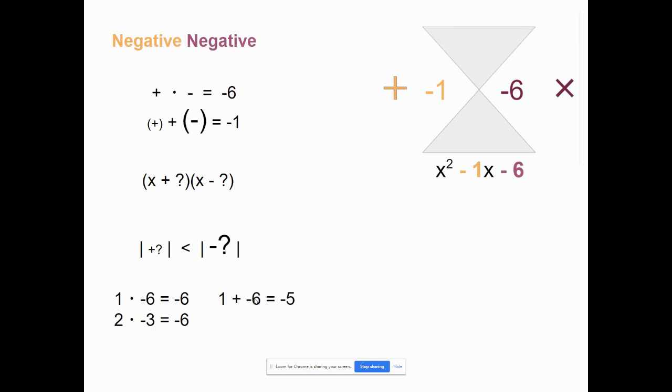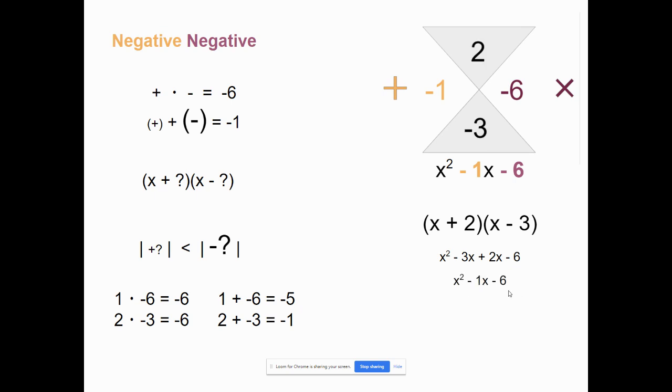So 1 plus negative 6 gets you a negative 5. And 2 plus negative 3 gets you a negative 1. And that's what we're looking for, that negative 1 right there. So we can write our answer, x plus 2 times x minus 3. And we can prove that by multiplying them together. First, outside, inside, last, produces these 4 terms. Simplifying gets us back to our original trinomial, and we can see our answers written into our factor puzzle here.